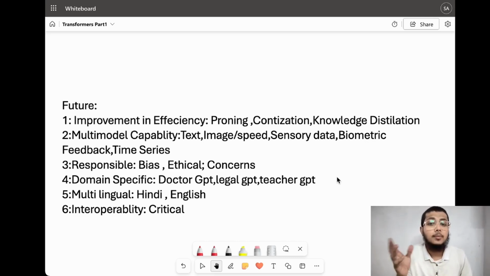Okay, so the third point is responsible development. For transformers, that means completely eliminating bias and overcoming any ethical concerns, also something on which a lot of focus will be given in the future. Another interesting thing that can happen in the future is that you will have domain specific transformers that will be trained on domain specific data, which we have talked about earlier.